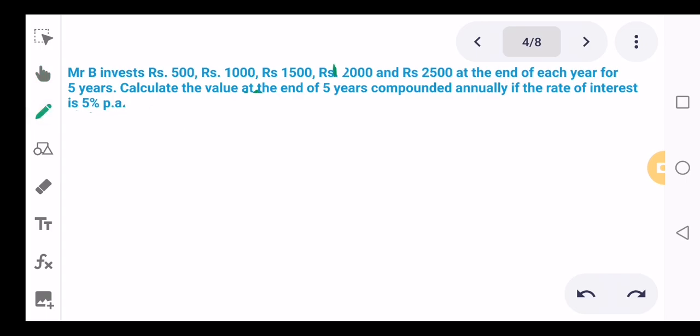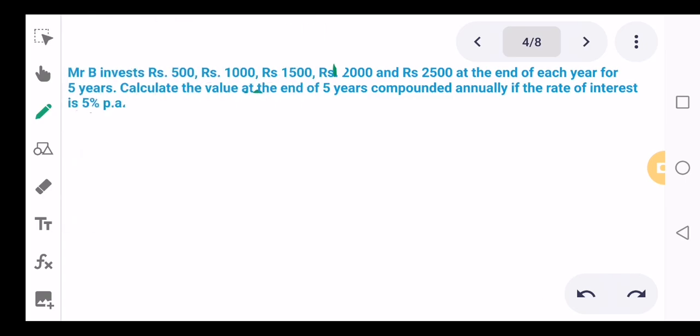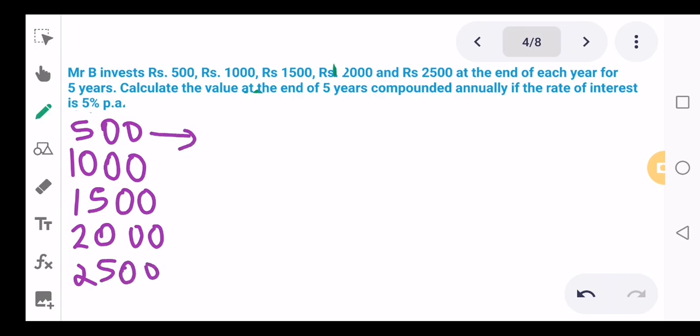So let's write down the question in simpler words. What they're saying is: at the end of year 1, you received 500. At the end of year 2, you received 1000. At the end of year 3, you received 1500. At the end of year 4, you receive 2000. At the end of year 5, you receive 2500. This is what has been told in the question. So for 5 years, you are receiving these amounts, and the amount is different. So it's a case of multiple cash flow.